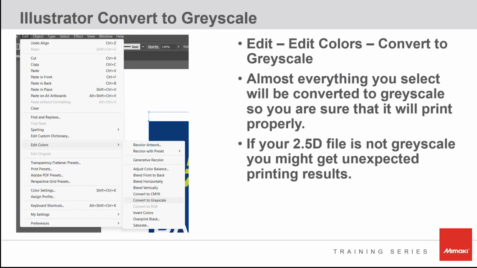But sometimes if you're using like an editable text or something that has a lot of effects built into it, sometimes those things will not convert over to grayscale properly. And I'll show you a trick in a little bit how to find that in the Appearance tab. So if your 2.5D file is not grayscale, you're going to get an unexpected printing result.